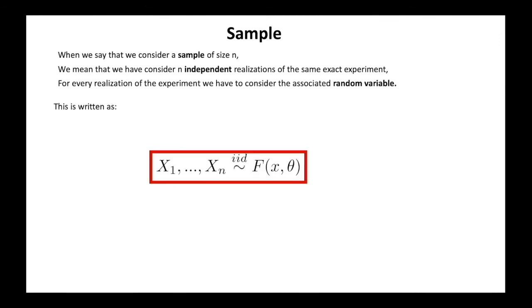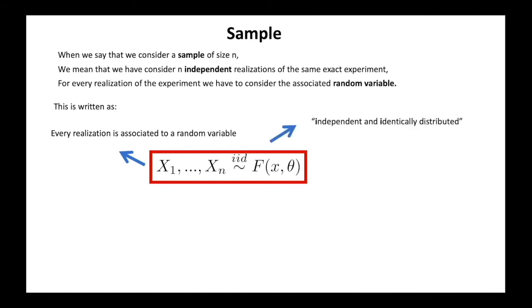For every realization, we consider the associated random variable. So, to indicate this, the notation on the slide is used. We consider a random variable for every realization of the experiment, and we indicate this by X1, ..., Xn. The abbreviation IID over the tilde stands for independent and identically distributed, and the function after the tilde indicates the distribution of the random variables.